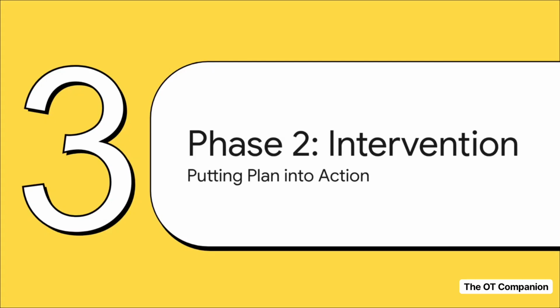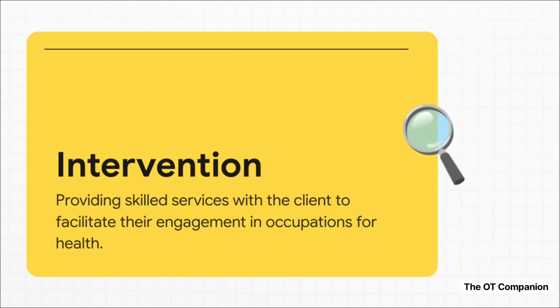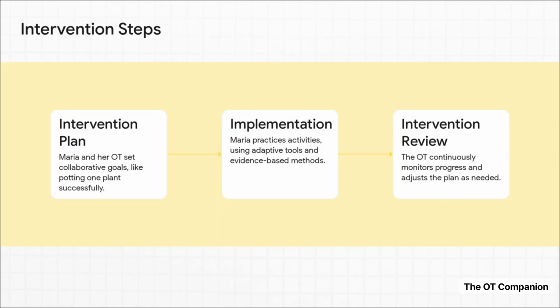All right, so once that really clear picture has been painted, we arrive at the next stop on our roadmap, phase 2, the intervention. Now it's time to take all that understanding and put it into action. Now, the key words to focus on here are skilled services and collaboration. This phase is really the therapeutic heart of OT. It's the doing phase, where we use our expertise to help clients actually engage in those meaningful occupations we identified earlier. This phase also has three parts. First, the intervention plan.